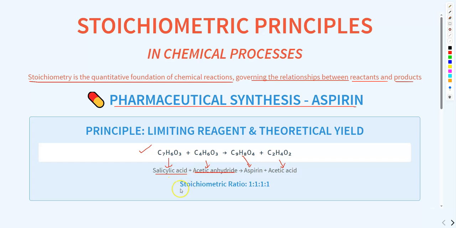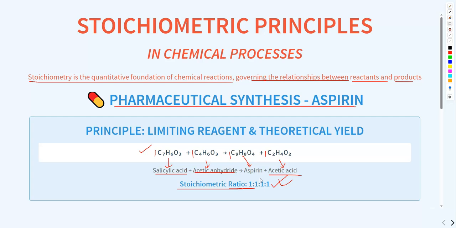Now we have to calculate the stoichiometric ratio. Here the stoichiometric ratio is 1 to 1 to 1 to 1. What does it mean? It means 1 mole of salicylic acid reacts with 1 mole of acetic anhydride, which will produce 1 mole of aspirin and 1 mole of acetic acid. It means the stoichiometric coefficient for salicylic acid is 1, acetic anhydride 1, aspirin 1, and acetic acid also 1. So that's why the stoichiometric ratio is 1 to 1 to 1 to 1.